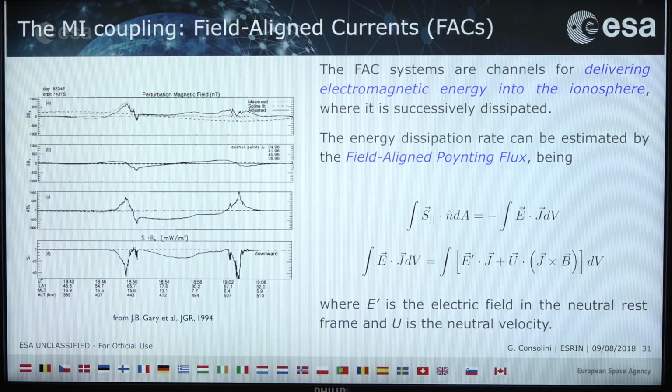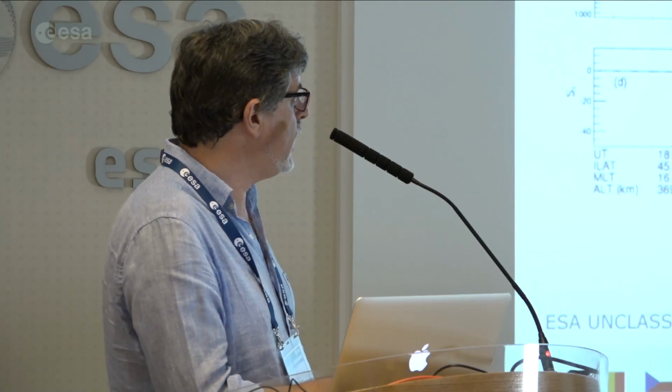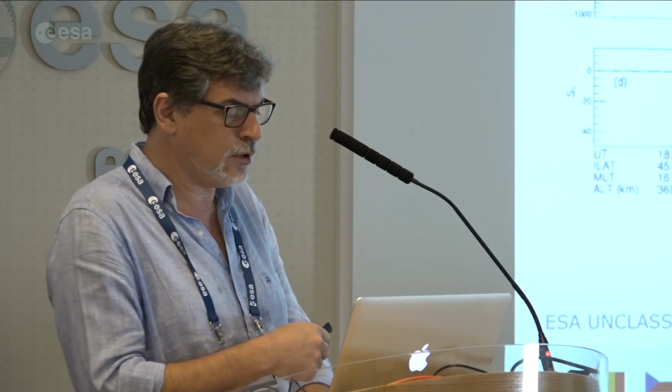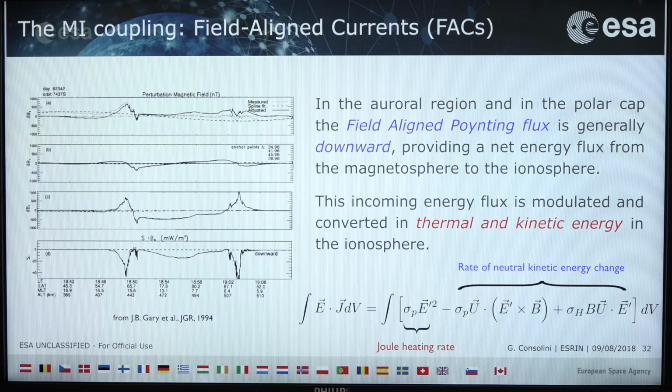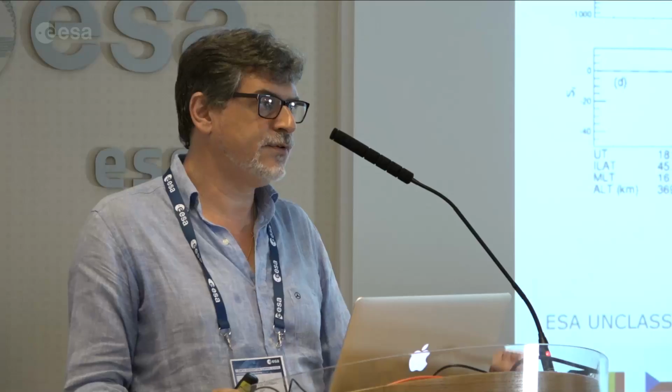If I remember correctly, this is the DMSP satellite. And you can see that there is an energy flux that is going downward, so it is transferred directly to the Earth's ionosphere. And the effect of this is essentially we can divide into two terms. The first one is a Joule heating rate. So these processes can heat the ionosphere, can transfer energy.